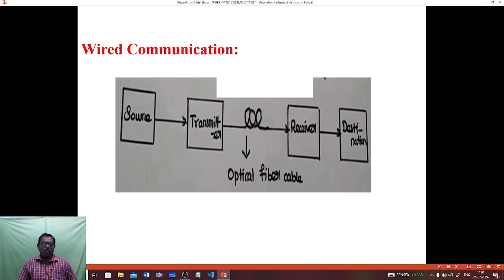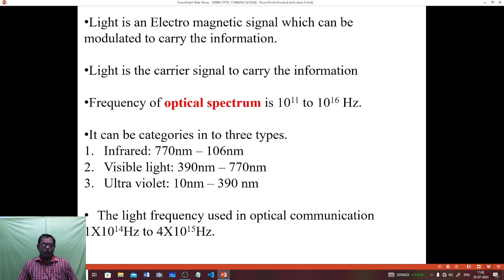In general, wireless communication uses a high frequency radio signal, that is, RF, radio frequency signal. In wired communication, we use only optical fiber cable. Light is an electromagnetic signal which can be modulated to carry the information. Light is the carrier signal to carry the information.